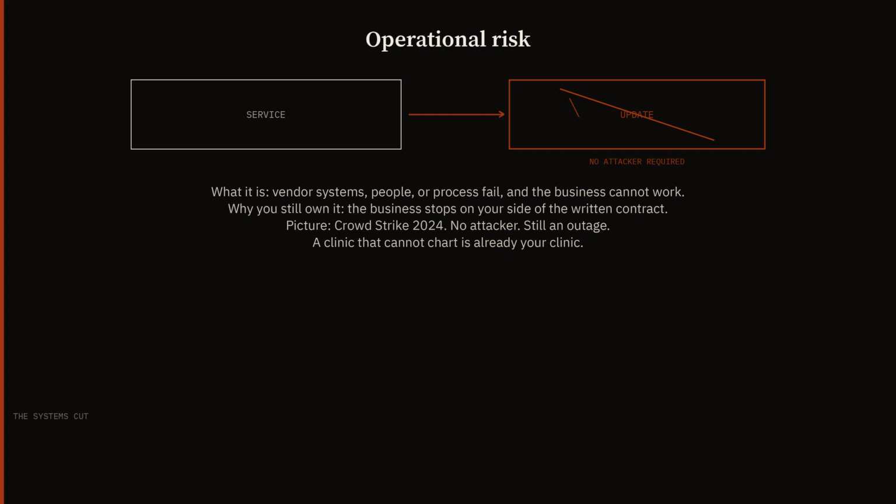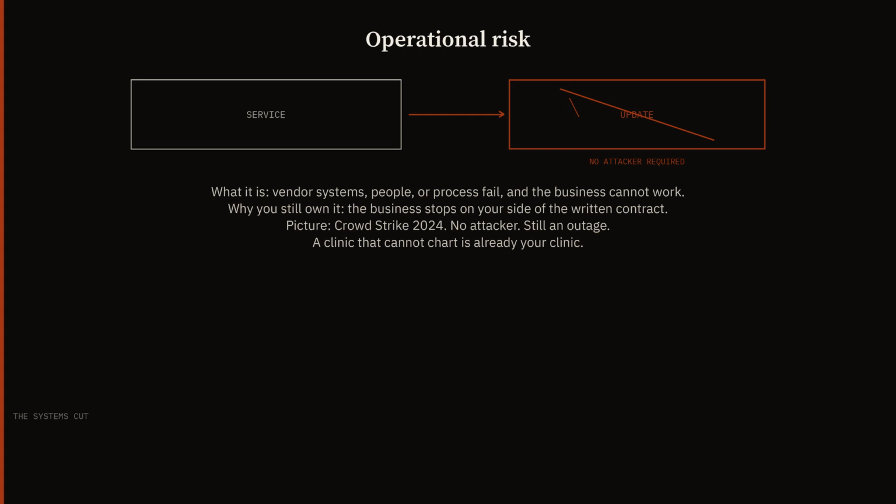It appears when a vendor's systems, people, or process fail, and the business cannot do its work. A cloud region can go dark. A vendor can ship a bad update. A recovery plan can exist on paper and fail the first time someone tries it. No attacker is required. The CrowdStrike sensor update in 2024 is the public picture. A flawed update knocked large numbers of Windows machines into a crash screen. Public reporting treated it as an outage, not as an intrusion.